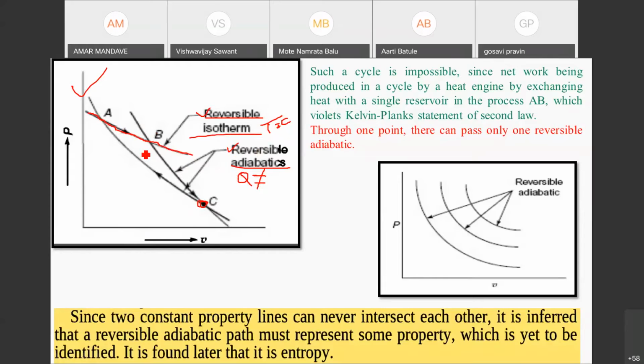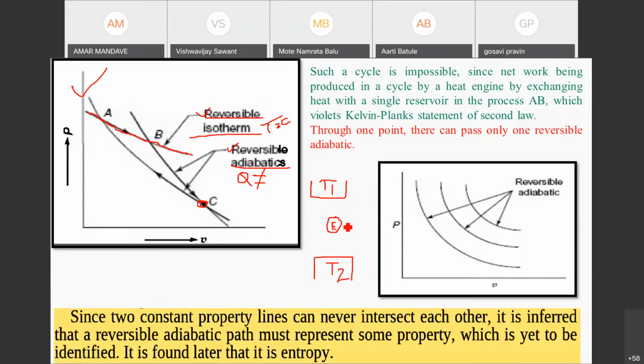Now we have to draw the engine diagram. Consider this is the first reservoir, having the temperature T1. There is a second reservoir having the temperature T2, and there is a heat engine which is working. This is the heat engine.